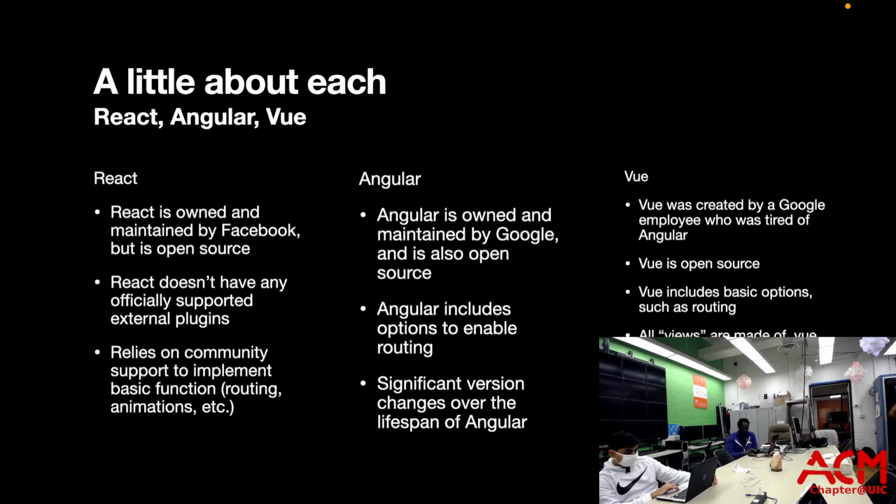It also includes basic options with routing, and all of a page or a component's elements are built into one file. So you have your template, or your HTML, you have your styles, which is CSS, and you have your script, which is your JavaScript, all in one file, and this is a Vue file. Whereas in Angular, you'll have a CSS file, a template file, and a TypeScript file, and TypeScript is basically JavaScript, but with types.